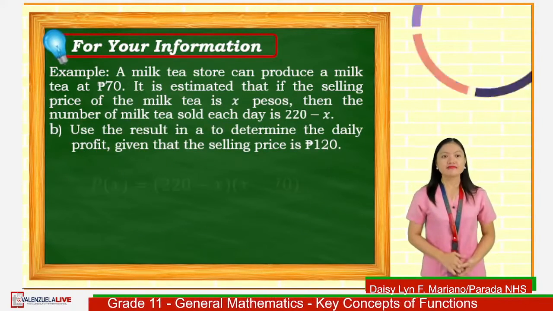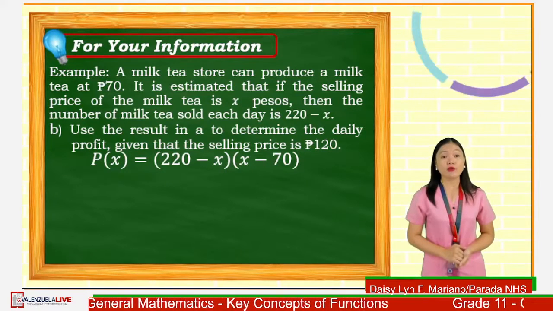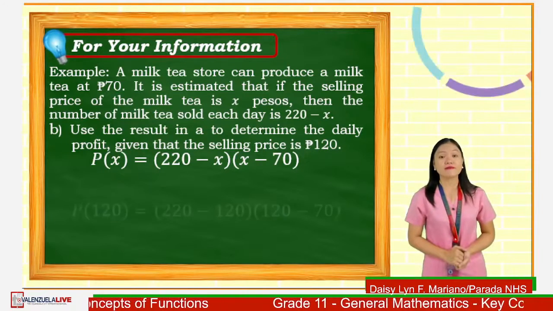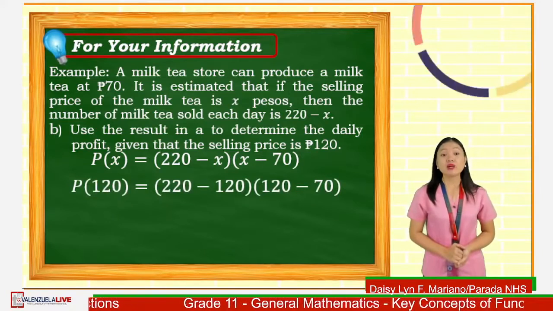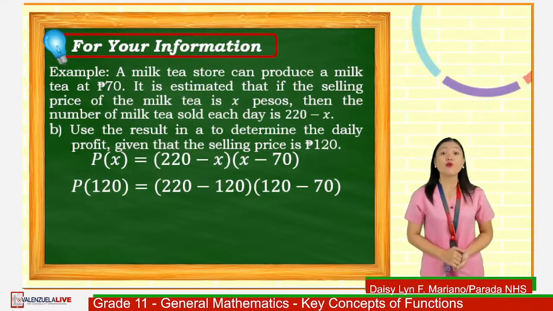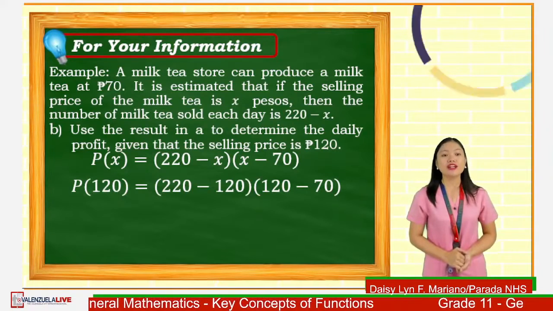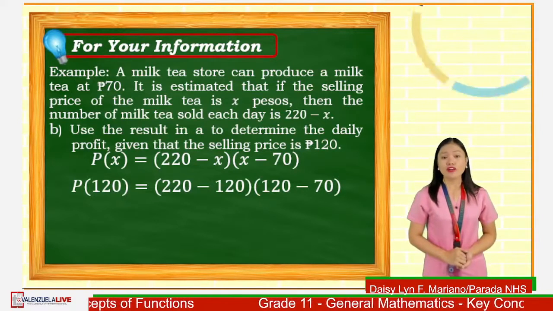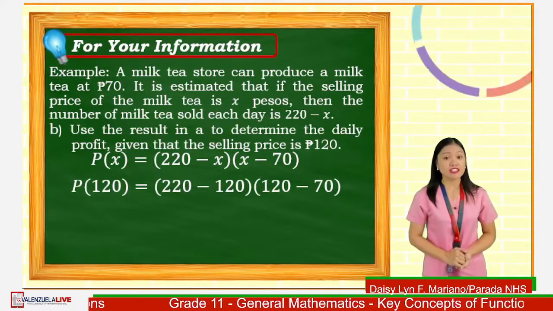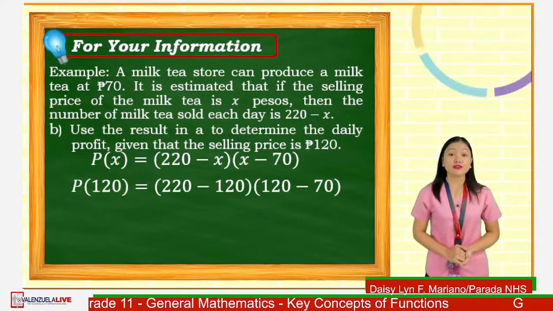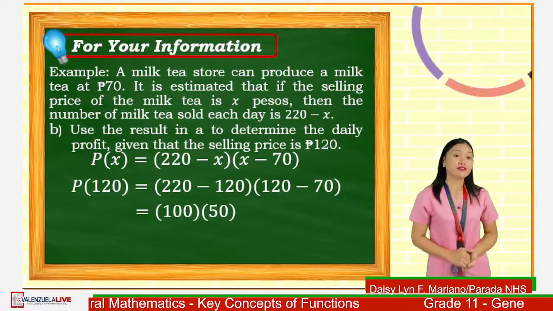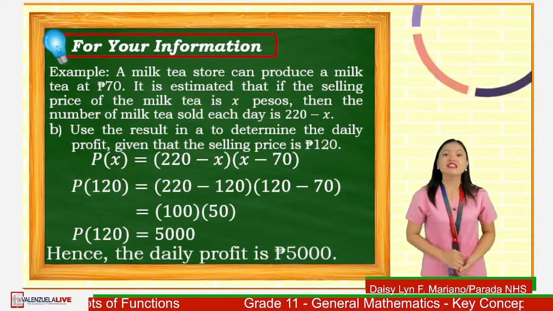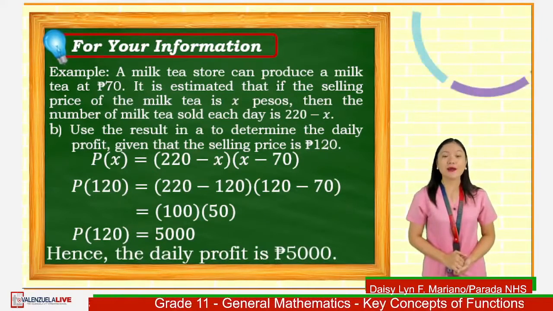Using our answer in A, P of X is equal to the quantity 220 minus X times the quantity X minus 70. Substitute 120. P of 120 is equal to the quantity 220 minus 120 times the quantity 120 minus 70. Perform the operation. That is, 220 minus 120 is 100 and 120 minus 70 is 50. Multiply 100 by 50. So, P of 120 is 5,000. Hence, the daily profit is 5,000 pesos.